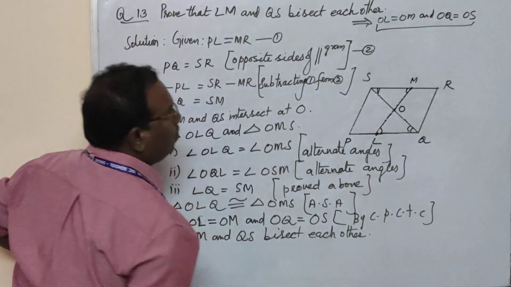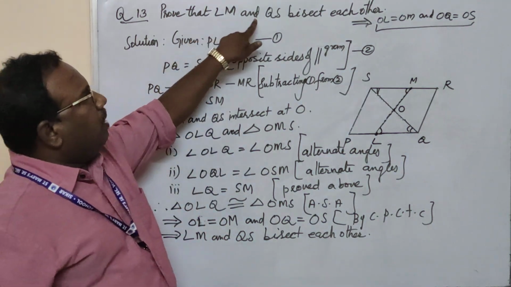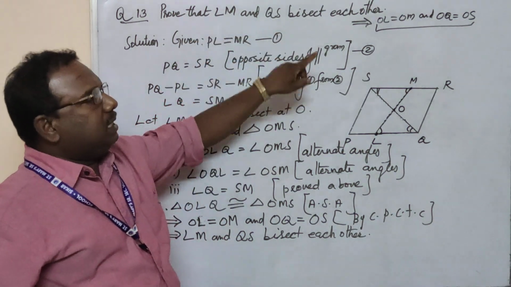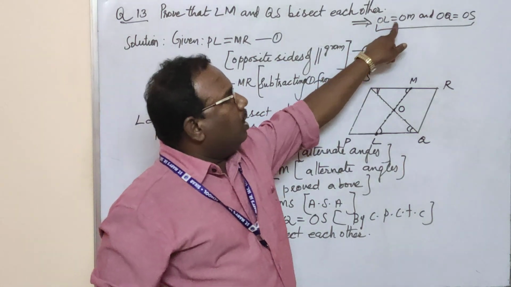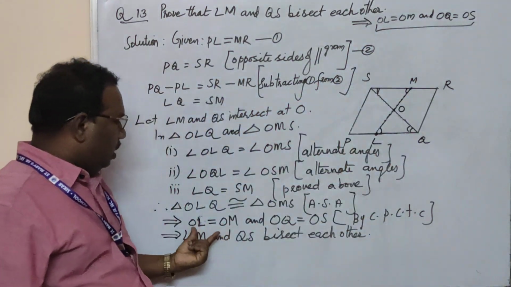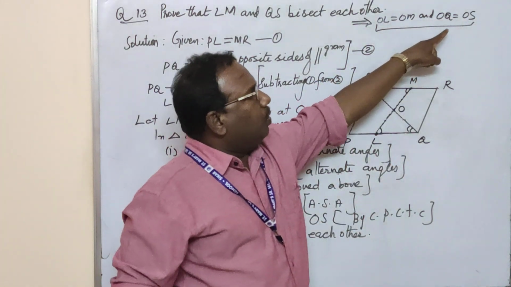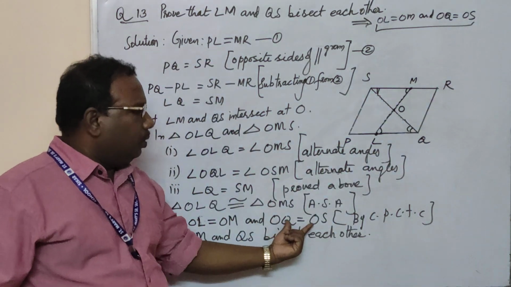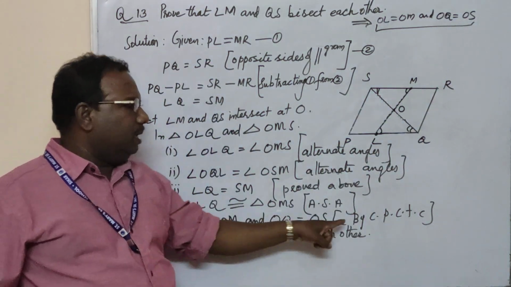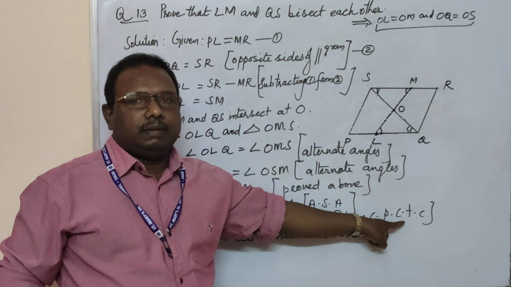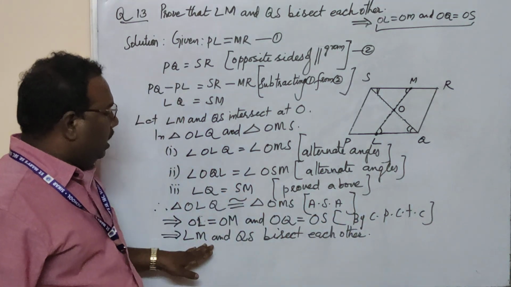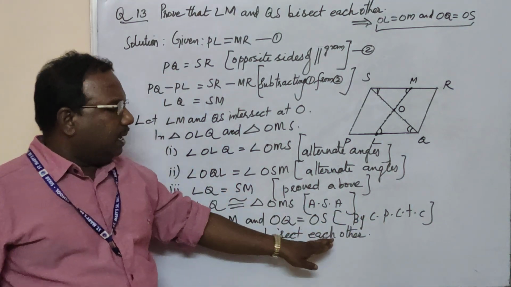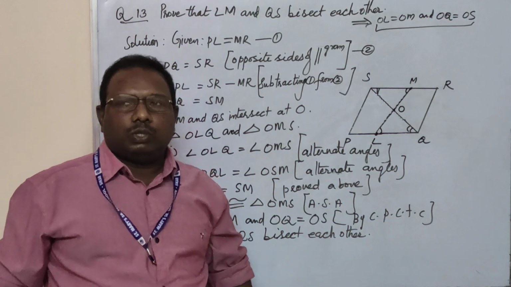To prove LM and QS bisect each other, what do you have to show? OL equal to OM and OQ equal to OS. We get this by CPCTC. Therefore, we can write LM and QS bisect each other. This is the answer to this question.